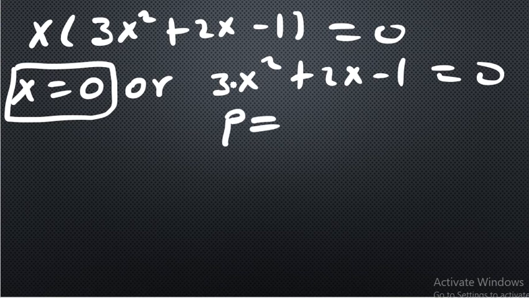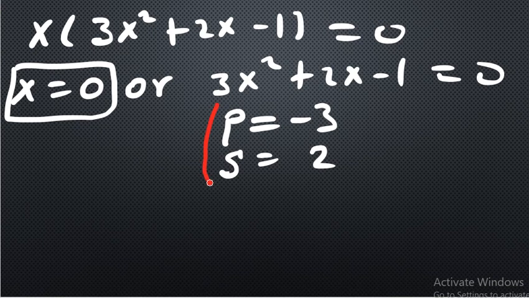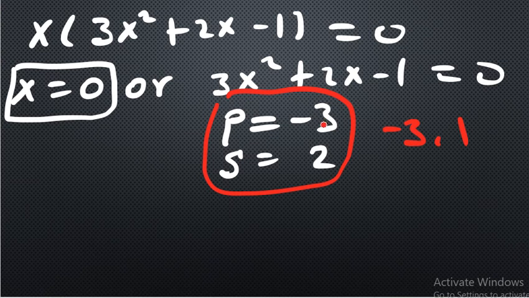We need to think of the product, 3 times -1, which is -3, and the sum being the middle term, which is 2. So what are these two numbers? When you multiply them, they give you -3, and when you add them, 2. What are these numbers? -3 and 1. -3 times 1 will be -3, and -3 plus 1 will be... +3 and -1. Yeah, better. 3 times -1 is -3, and 3 plus -1 will be 2.